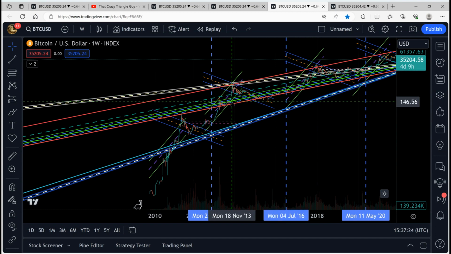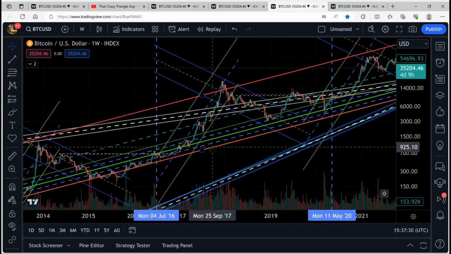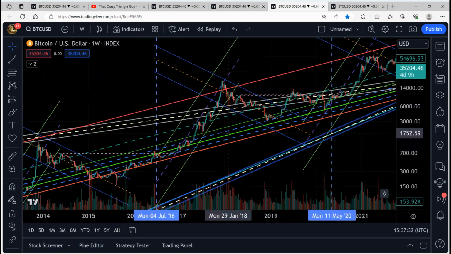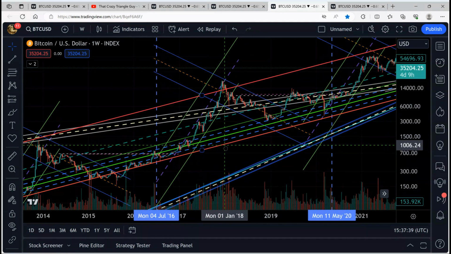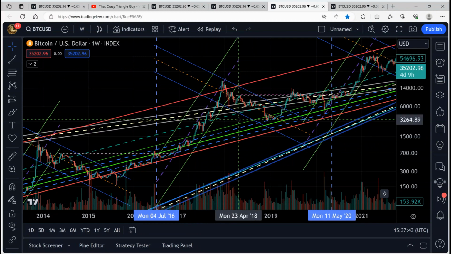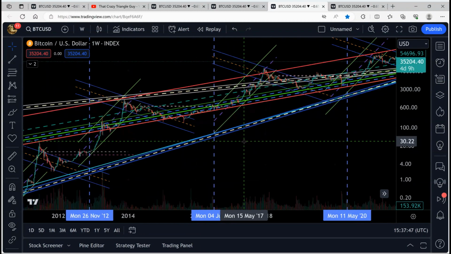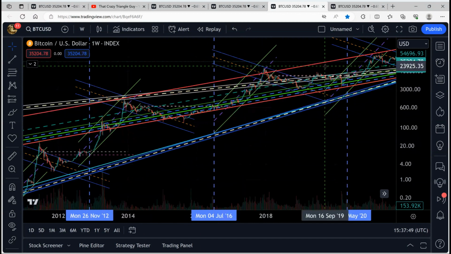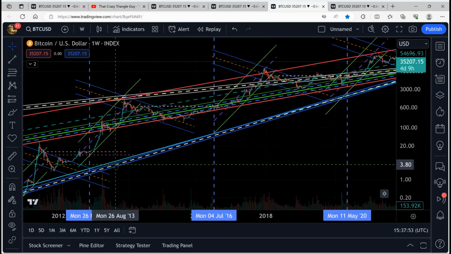Then you have the green channel, which is, well, let me zoom in a little bit. You have two green channels, one on top of another here. I'm interested in the lower one, which runs perfectly parallel to our overall red channel that holds in the Bitcoin price action, which we travel in through decades. And then you have this blue channel.